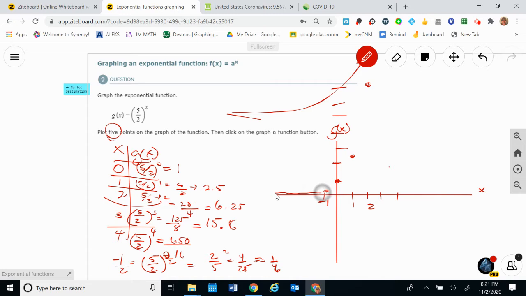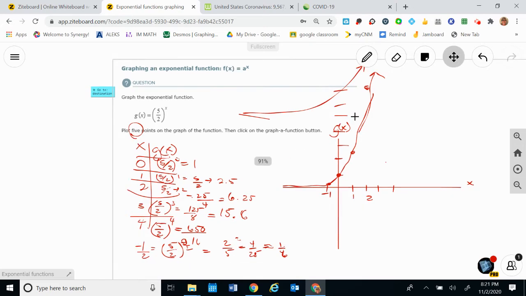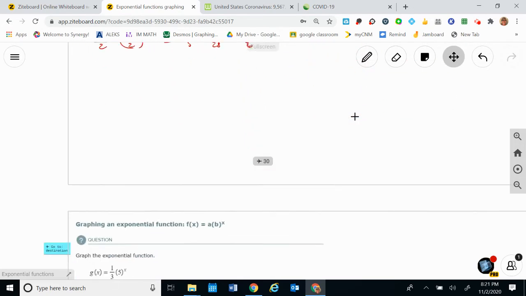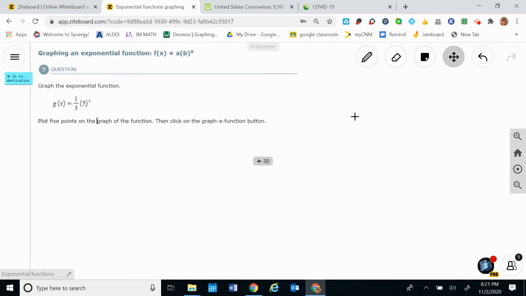Sorry, I can't quite draw it perfect. And then it starts going up, and it goes up. All right, that's the idea of an exponential function, and that's how you graph it. Just plug it in. Don't forget that you know how to plug it in.